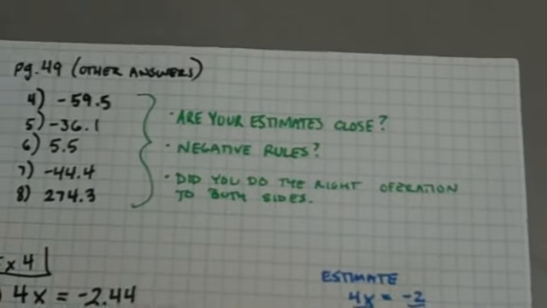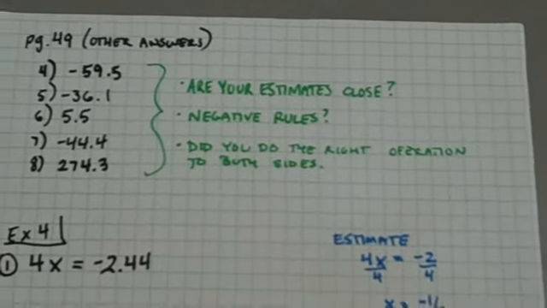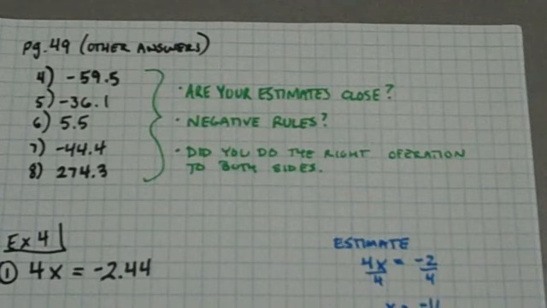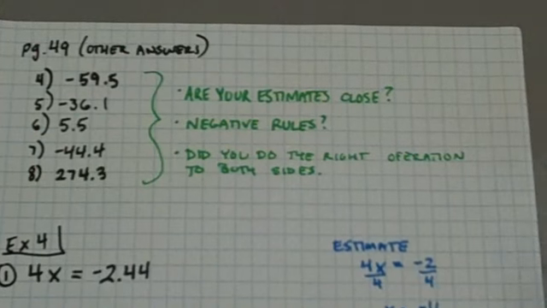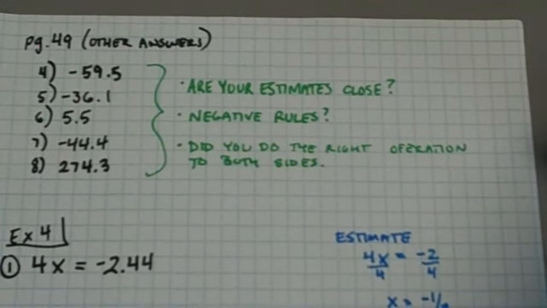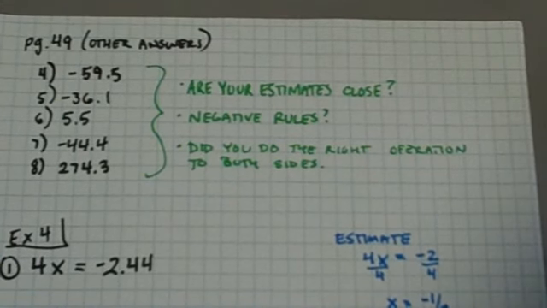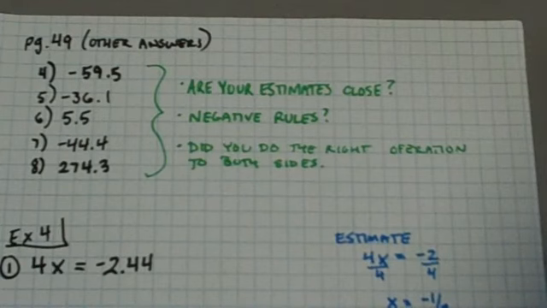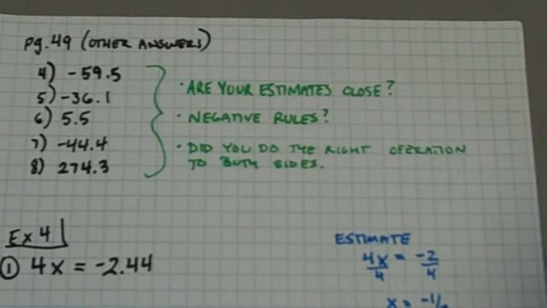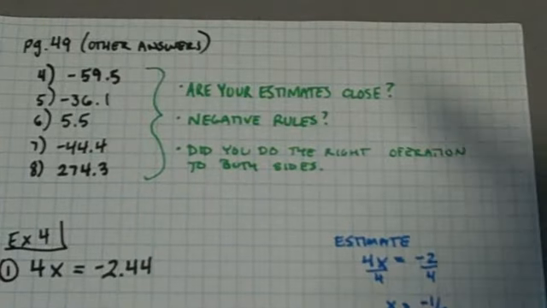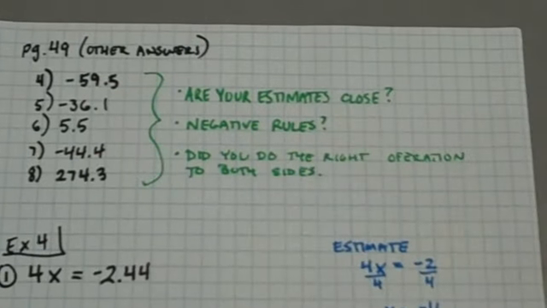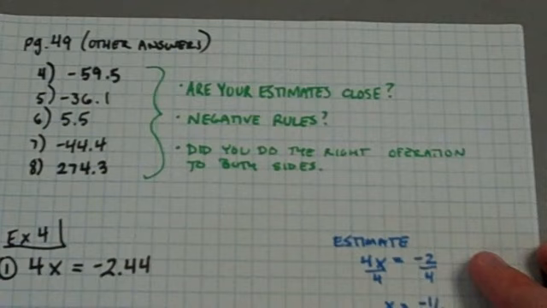All right, now let's take a look at the rest of that page. Remember, in class today, I asked you to do page 49 and 51, but just to estimate them. Just estimate them, that's all. So take a look at your estimates and see if they're close to the actual answers. Okay, here are the actual answers from page 49. Are your estimates close? Did you follow the negative rules? Did you do the right operation to both sides? Check those things. These are the actual answers from the rest of the problems on that page. Remember, you were assigned to estimate.